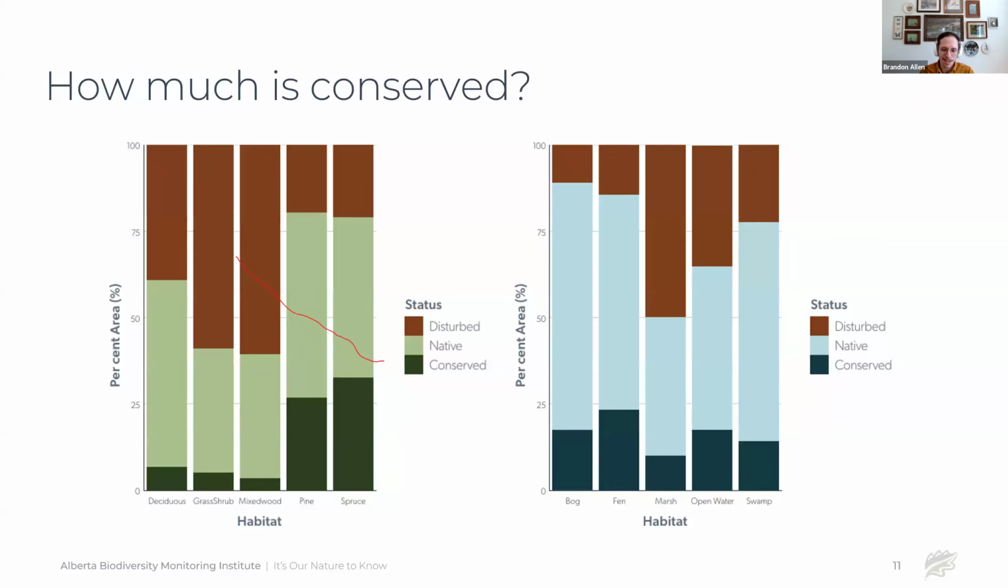However, switching to those habitat types that we've seen don't have a ton of conserved area right now, they're often the same habitat types that have high amounts of historical disturbance. Thinking of our grass shrub habitat types, our mixedwood and our marshes, more than 50% of those habitat types have been disturbed since human activities started within the province, and less than 10% have effective conserved or protection statuses right now. So it's kind of an unfortunate double-edged situation where the areas that have historically been most disturbed also have the least amount of protection right now.